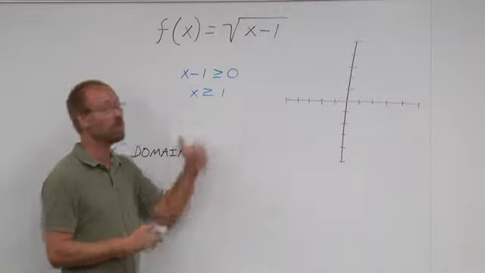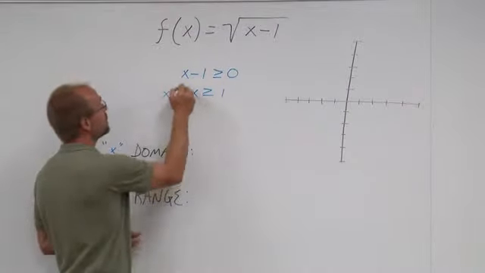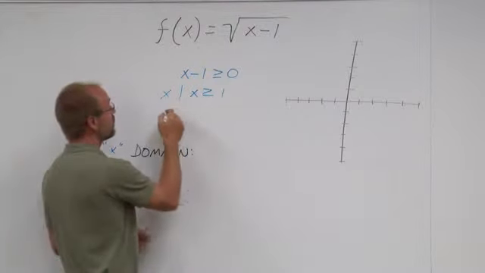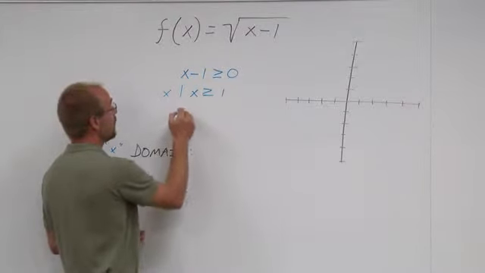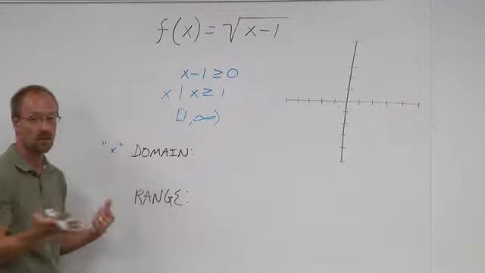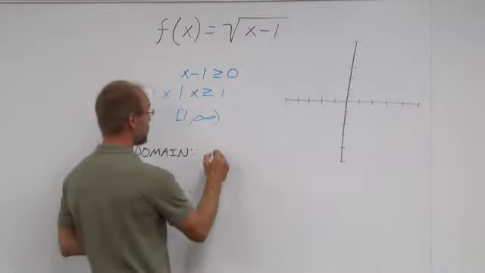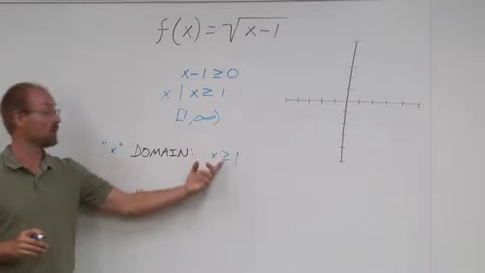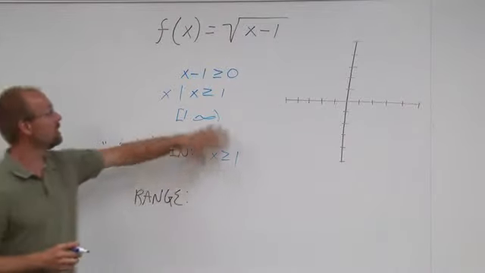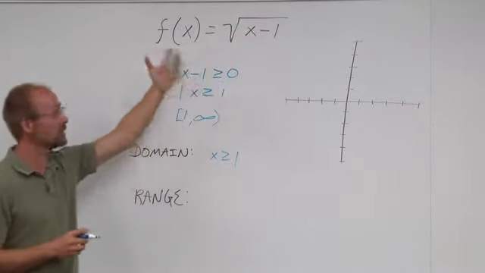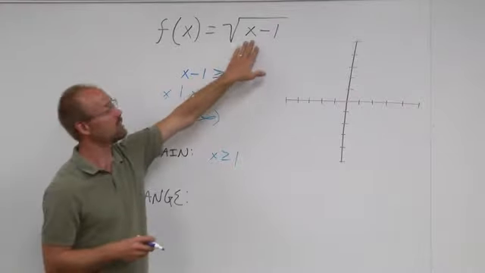This is my domain. In proper function notation, we write x such that x is greater than or equal to 1. Or in interval notation, we'd say 1 to infinity. So either one of these is our domain. Personally, you can just write that x must be greater than or equal to 1.